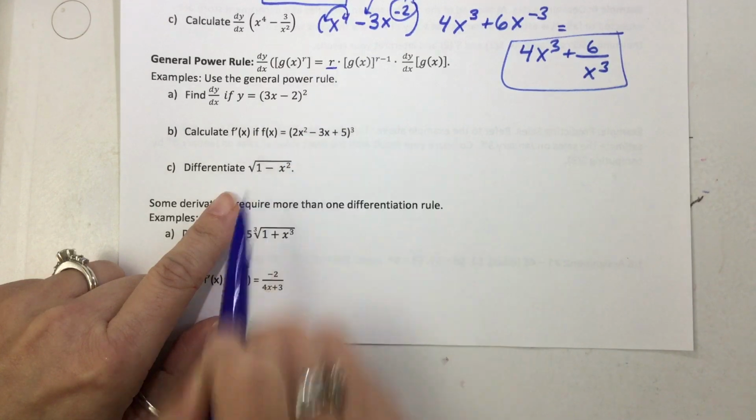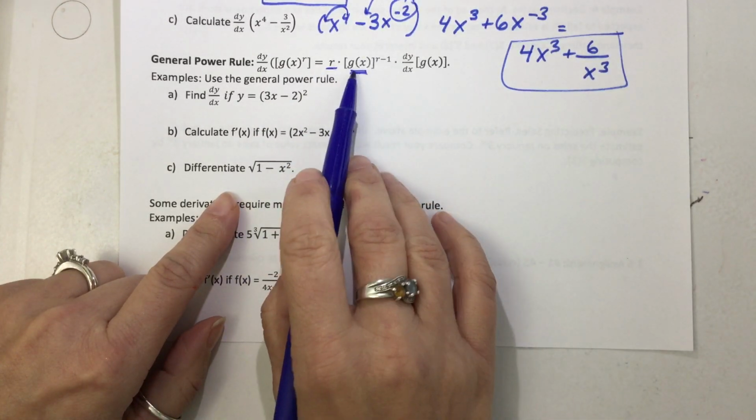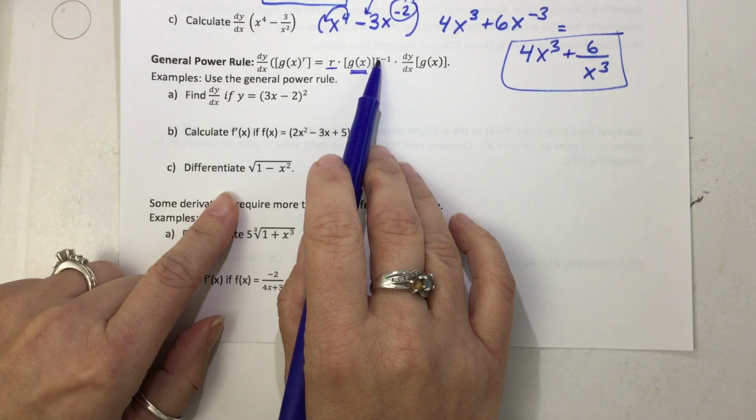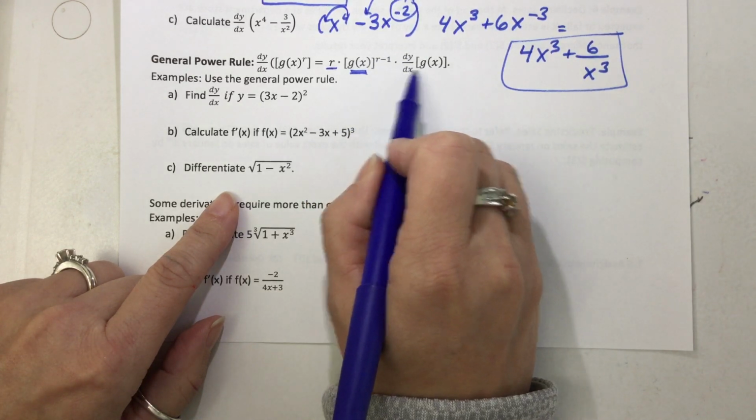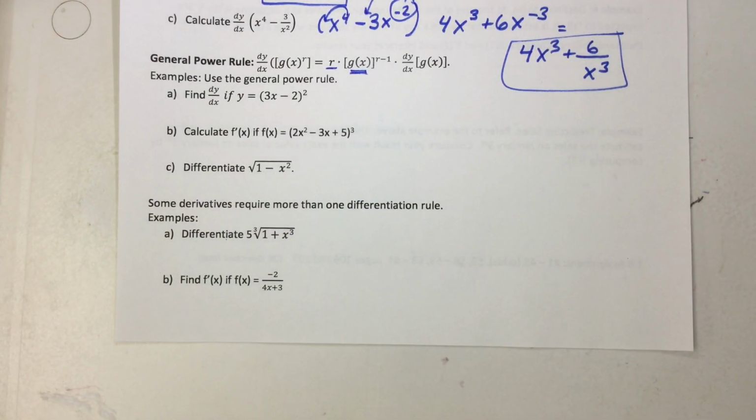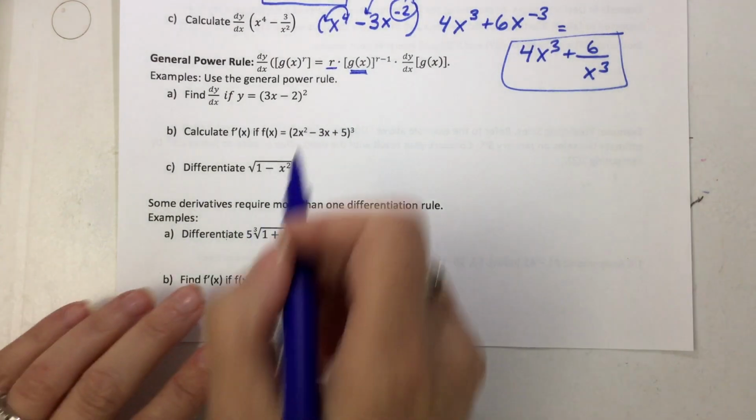The exponent comes out front. You rewrite the function exactly how it is. Don't change anything. The exponent is reduced by 1. Then you multiply it by the derivative of whatever was in the parentheses. Okay, so let's look at 1.